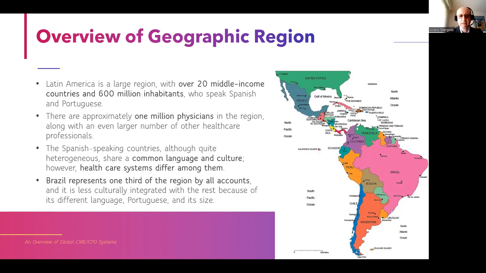By the way, I'm all the way down there in Montevideo, Uruguay, just 2 hours by boat from Buenos Aires. And before we move on, Brazil represents 1/3 of the region by all accounts, and it is less culturally integrated with the rest because of its different language, which is Portuguese, and its size. Next slide, please.